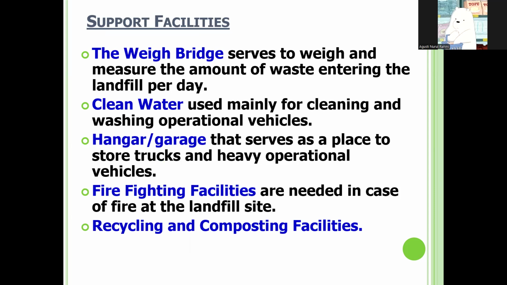Okay, the next is support facilities. The first one is the weight bridge, which serves to weigh and measure the amount of waste entering the landfill per day. And the second is clean water, which is used mainly for cleaning and washing operational vehicles. And then hangar or garage that serves as a place to store trucks and heavy operational vehicles. And then firefighting facilities, which are needed in case of fire at the landfill site. And the last is recycling and composting facilities.